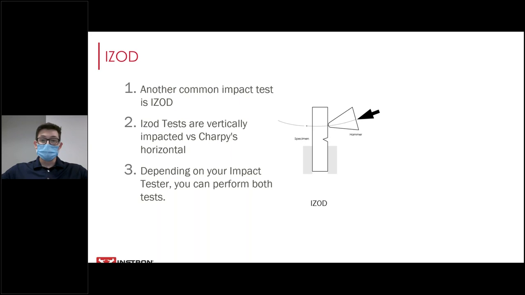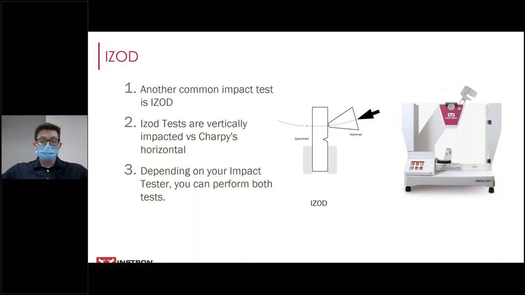So if you anticipate testing both Charpy and ISOD, it is important to consider the shape of your striker. U-shaped strikers can perform both Charpy and ISOD, while C-shaped strikers, and I'll show you an image right here, require a full change of the hammer to be able to switch. This can be costly and very difficult to do. So again, if you do anticipate testing both, just something to keep in the back of your mind. And then there's just highlighting the C on the hammer.